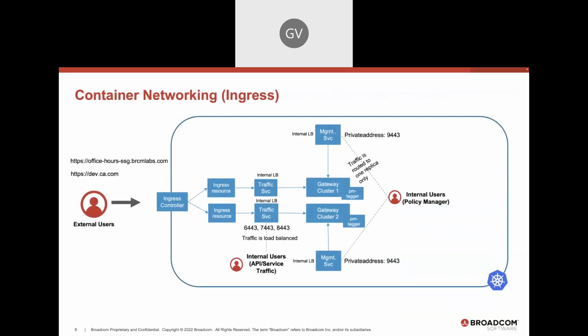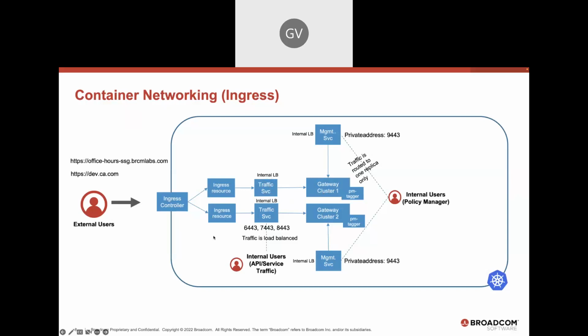So a quick one on container networking. The demo that we'll be going through today has this setup enabled. We've just got one cluster, but we have an ingress controller. We create an ingress resource, and that points to an endpoint we have configured, which is office hours ssg.brcmlabs.com. That's going to route to the standard traffic service, which is going to be of type cluster IP in the demo today, and that's going to route to the gateway on a specific port.